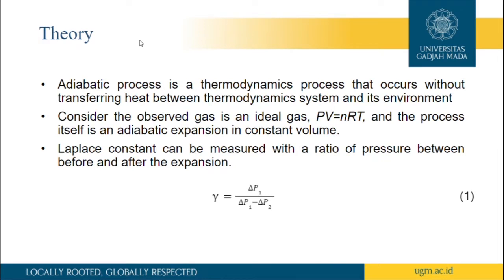An adiabatic process is a thermodynamic process that occurs without transferring heat between the thermodynamic system and its environment. Consider the observed gas is an ideal gas. The ideal gas itself is shown by this expression, and I think you have learned this in high school. So the pressure times the volume equals n times the R constant times the temperature. And the process itself is an adiabatic expansion in constant volume. So remember this. The process itself is an adiabatic expansion in constant volume.